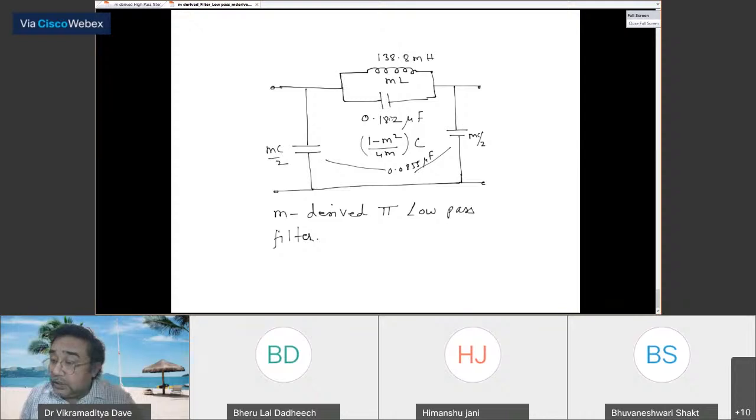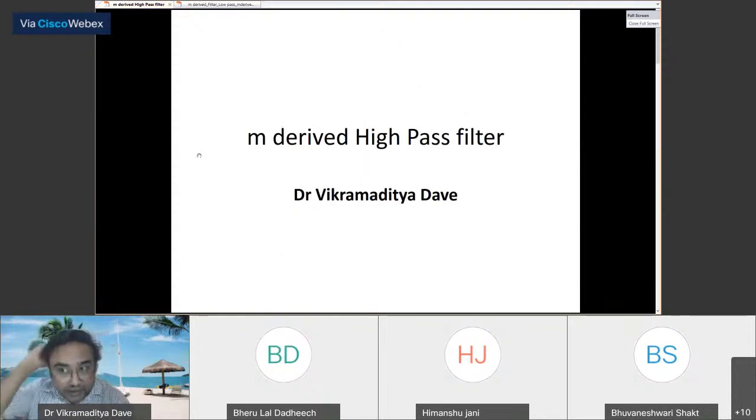So this is all about the design of M-derived low-pass filters. Our next session will be related to the M-derived high-pass filter.